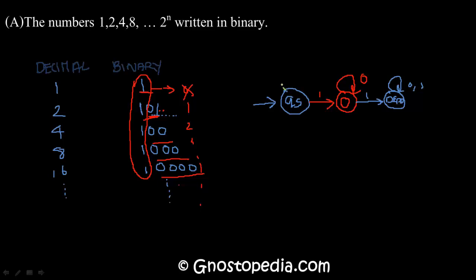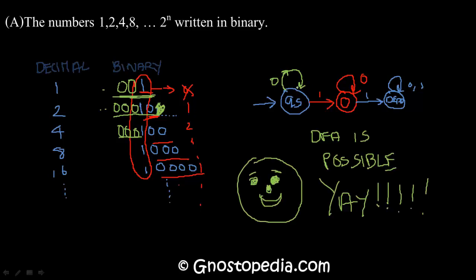Now what will happen when I get an input 0 in my start state? For that, let's see what happens when 0 precedes 1, 0 precedes 2 and so on. Does it change the value of 1? No, 1 remains the same. Similarly, does 0, 0 change the value of 2? No, it remains the same. Hence, it doesn't matter how many zeros come before 1. Hence, 0 will go into the start state itself, forming a self loop. Thus, a DFA is possible for this question and hence this is my final answer.